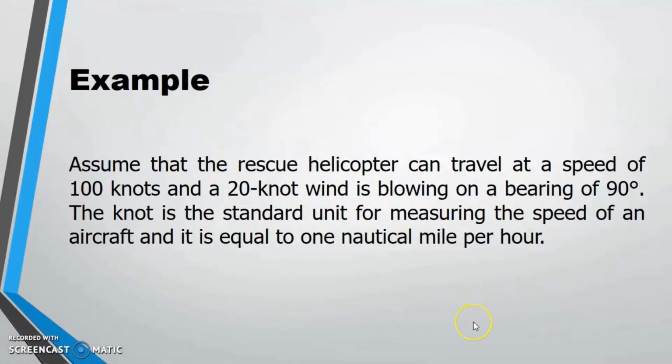So for example, assume that a rescue helicopter can travel at a speed of 100 knots and a 20 knots wind is blowing on a bearing of 90 degrees. The knot is the standard unit for measuring the speed of an aircraft, and it is equal to 1 nautical mile per hour.